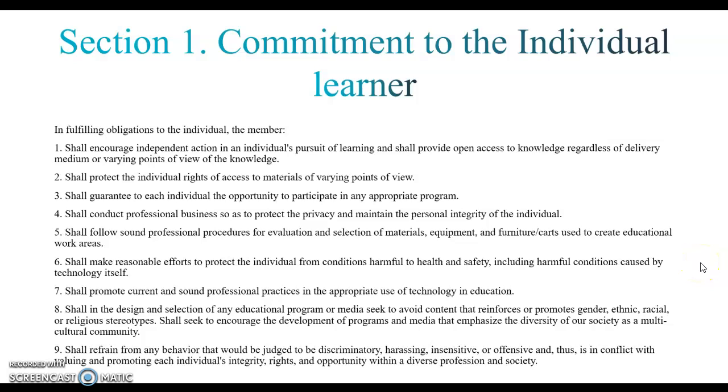Eighth, shall, in the design and selection of any educational program or media, seek to avoid content that reinforces or promotes gender, ethnic, racial, or religious stereotypes. Ninth, shall refrain from any behavior that would be judged to be discriminatory, harassing, insensitive, or offensive.